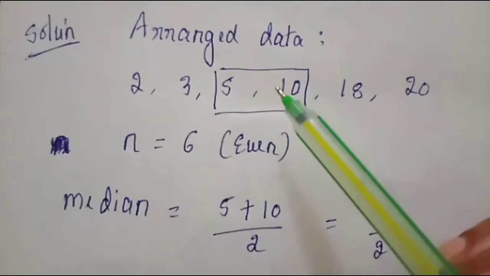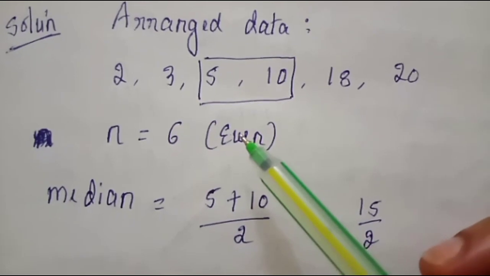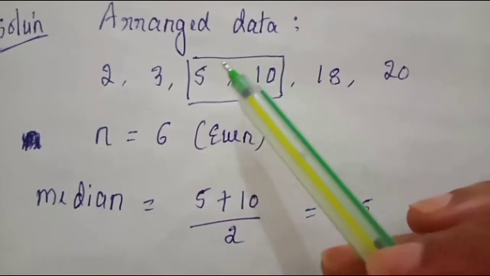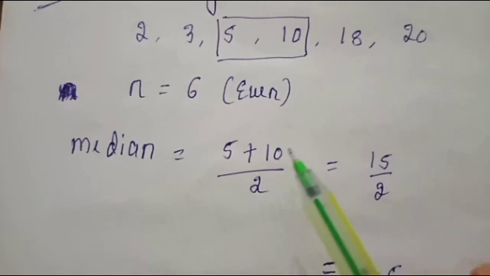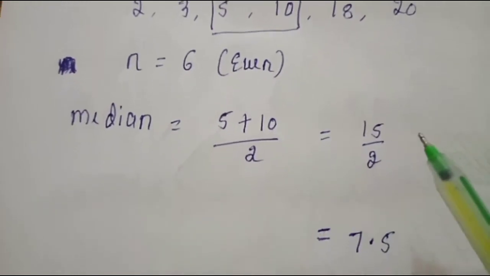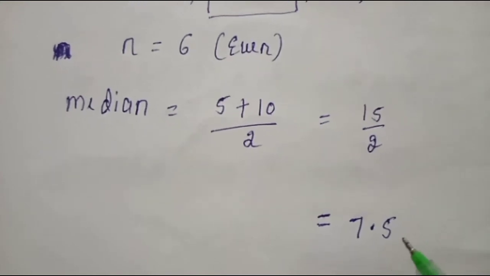So what we have to do, when the number of observations is even, is find the average of the two middlemost observations. That is, median equals 5 plus 10 divided by 2, that is 15 by 2. Therefore, median equals 7.5.